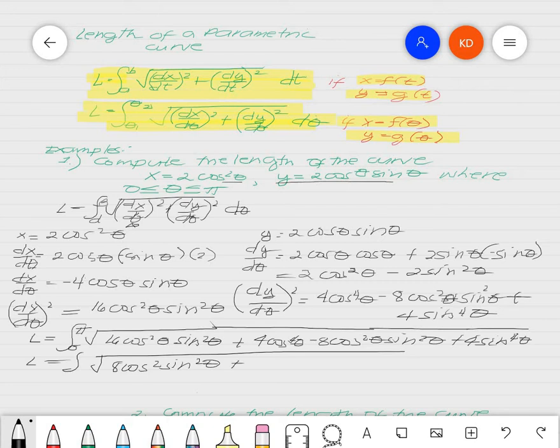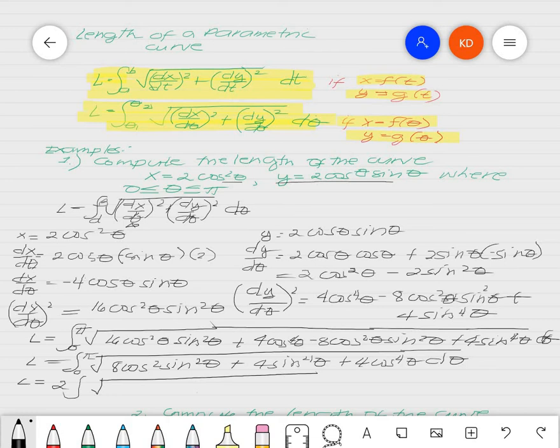Plus sine to the 4th, right? 4 sine to the 4th theta plus 4 cosine to the 4th theta d theta, right? So we will have to factor out 4. That's square root of 4, which is 2. So I'll just put 2 here, from 0 to pi. Then we have now 2 integration of square root of, right?